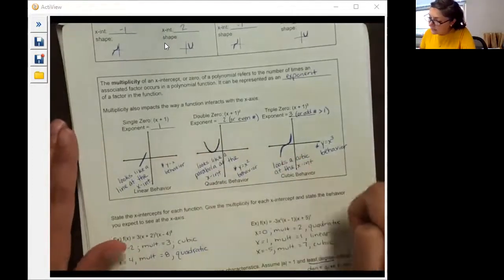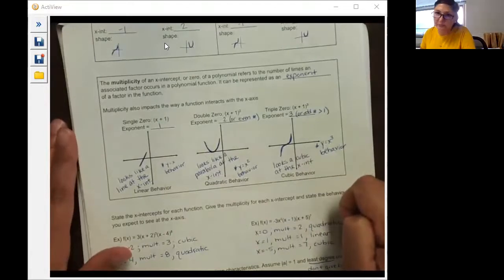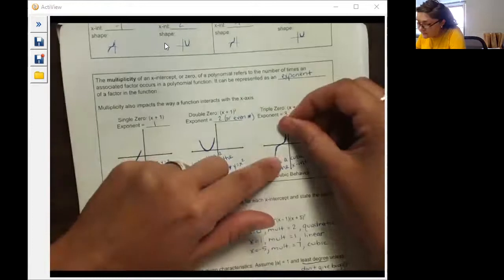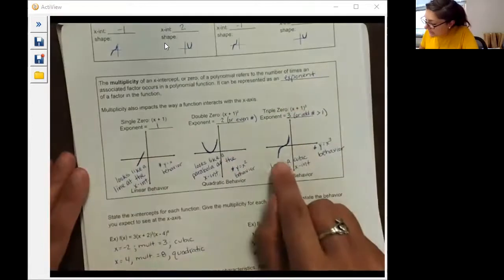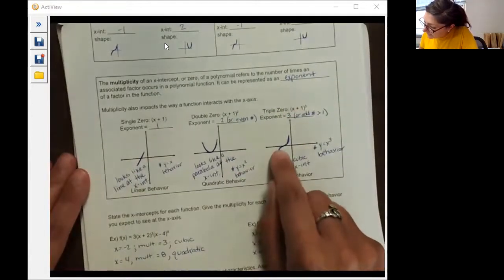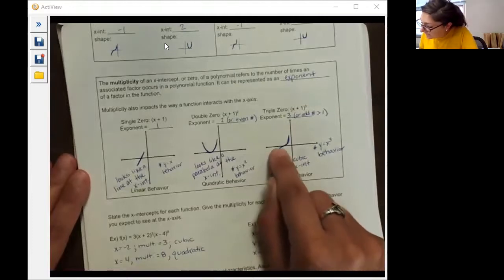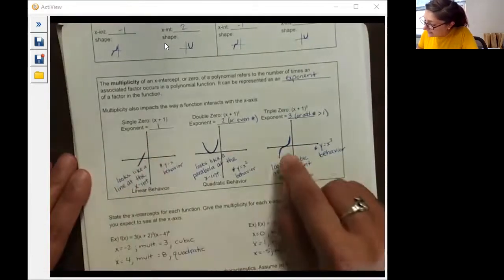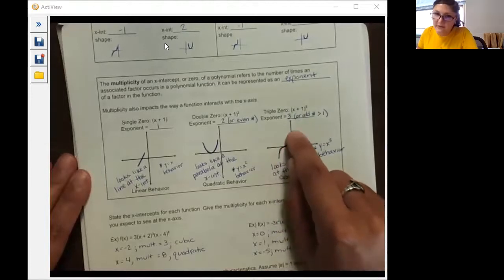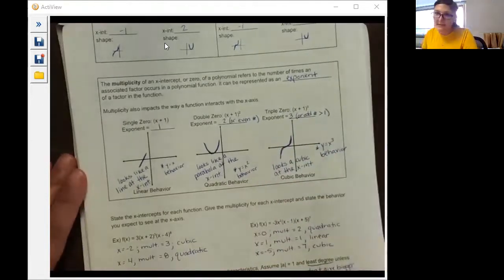And then the last one is what we call cubic behavior. Okay, and that's where just as I zoom in right on that x-intercept, my graph is coming at the x-axis like a line, but then it flattens out. And instead of punching right through like a line does, it's really flat and kind of pokes through and sneaks to the other side and then continues on.